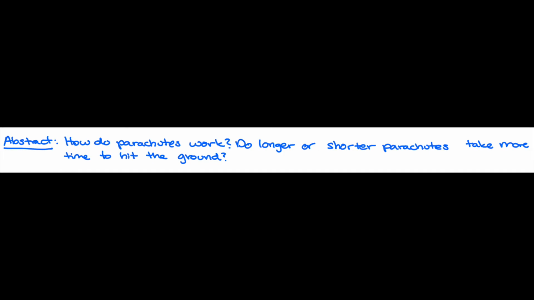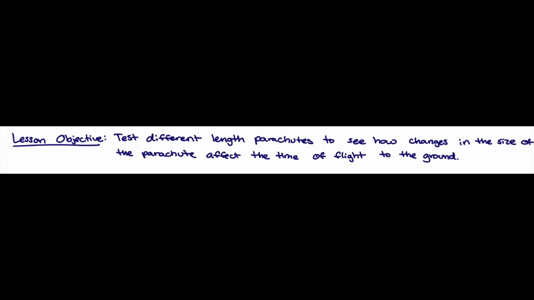The abstract for this experiment will be, how do parachutes work? Do longer or shorter parachutes take more time to hit the ground? In addition, the lesson objective is to test different length parachutes to see how changes in the size of the parachute affect the time of flight to the ground.